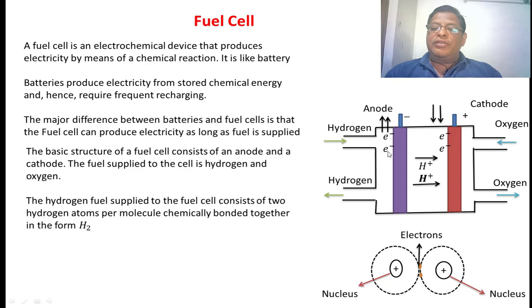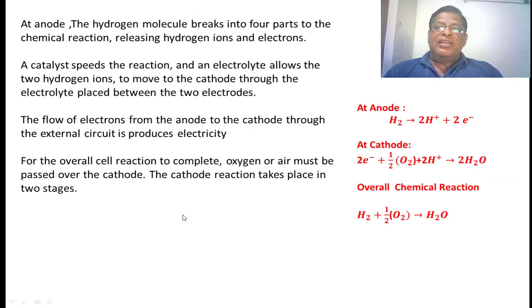Whatever electrons are produced at the anode will pass from the anode to the cathode through the external circuit. If we see the inside of the cell, the H plus ions will move towards the cathode through the electrolyte. In a fuel cell, a catalyst is there to increase the reaction at the anode. This is the chemical reaction at the anode: H2 will be divided into two H plus and two electrons.